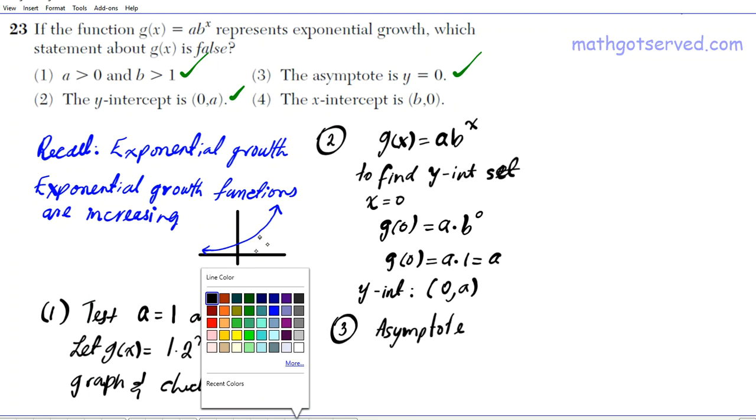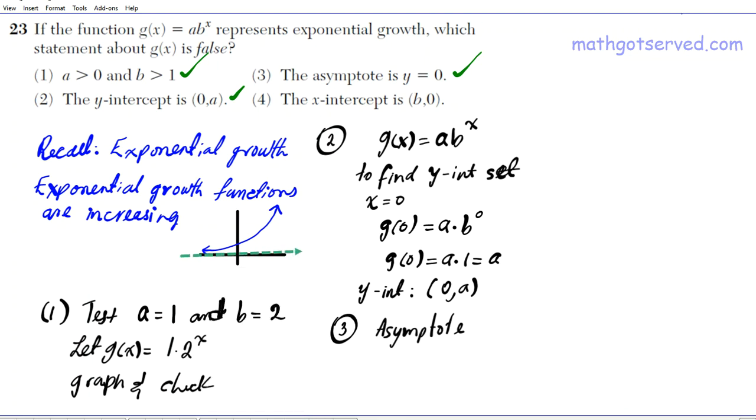So assuming this is the exponential function right here, this is going to be our horizontal asymptote, this horizontal line right here, and the equation of this horizontal line is y equals 0. Okay, so we have a horizontal asymptote of y equals 0 for exponential growth functions of this format. So we can easily see that the answer is option 4. That's going to be the false statement.